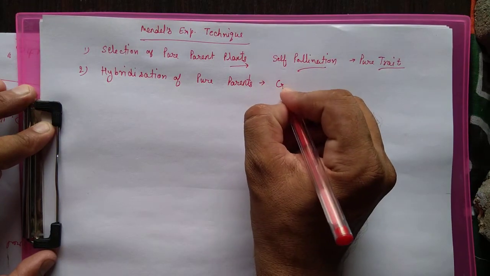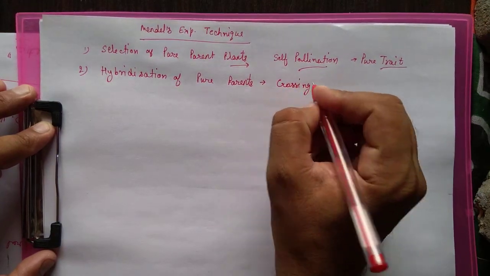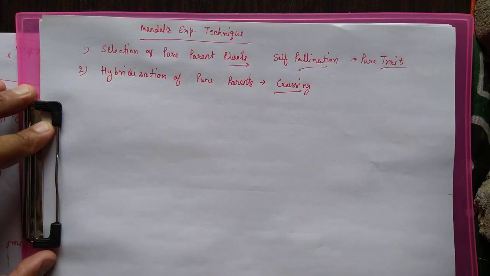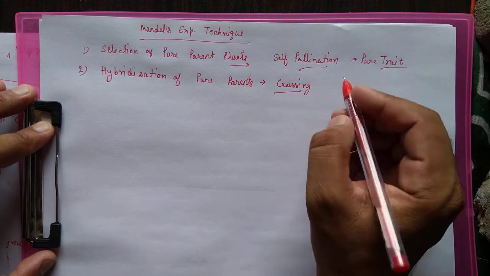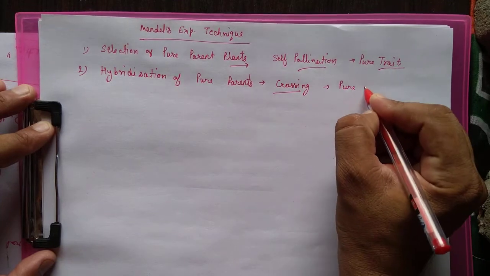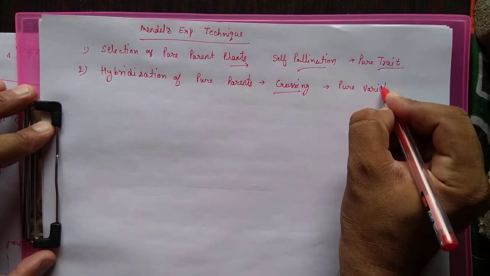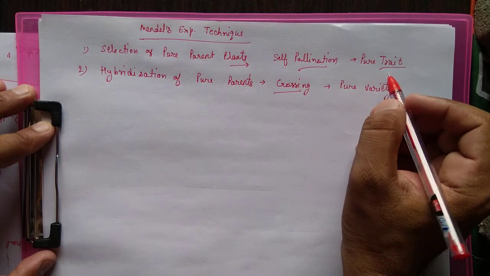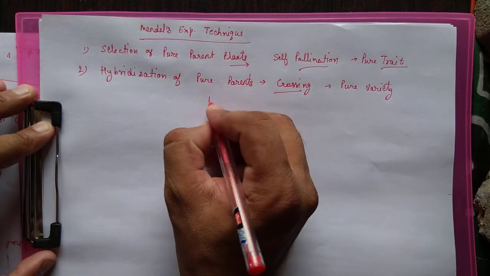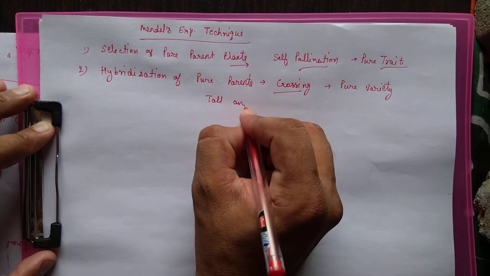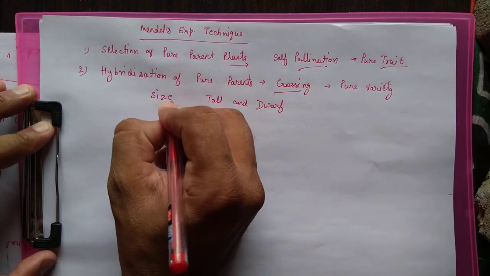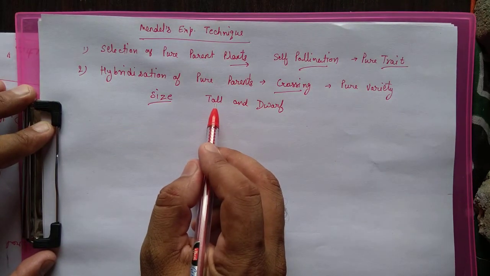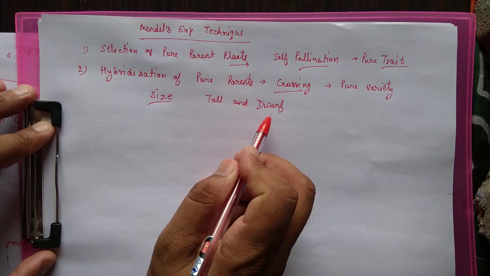He performed crossing. We know hybridization means the mixing of characters of two different parents, two varieties. So he used crossing of pure varieties which have pure traits. Like, if you take the example of tall and dwarf, if we select a character that is size, he selected the tall plant and the dwarf plant.